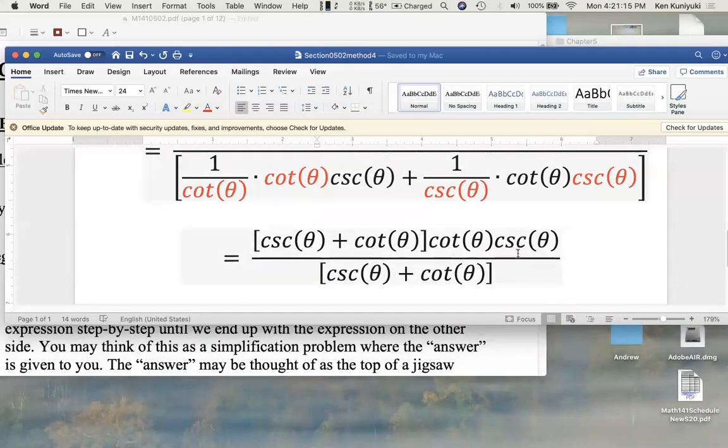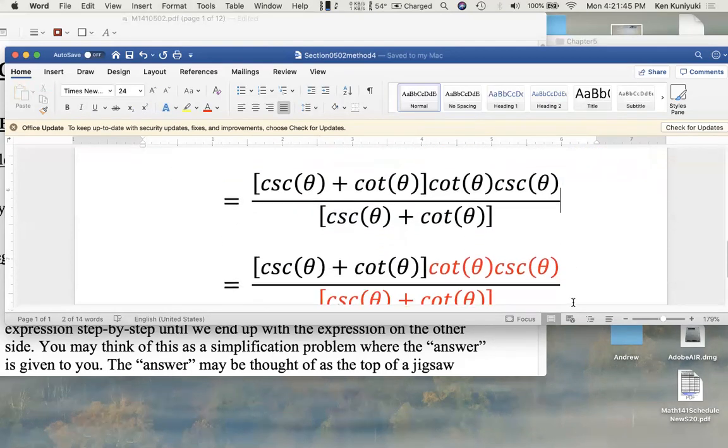So we have that product up on top, and we're just left with cosecant of theta plus cotangent of theta down below. And do you see what happens? Cosecant of theta plus cotangent of theta is a factor of the entire top. Cosecant of theta plus cotangent of theta is a factor of, in fact, it is the entire denominator. This divided by this is 1.